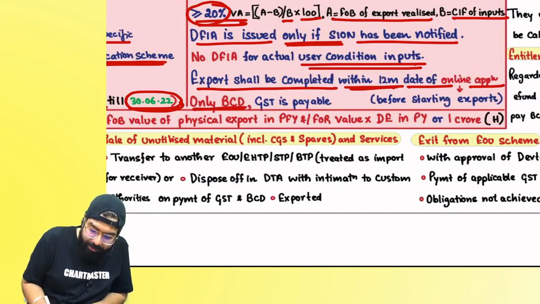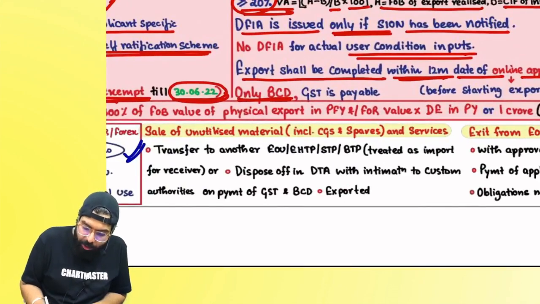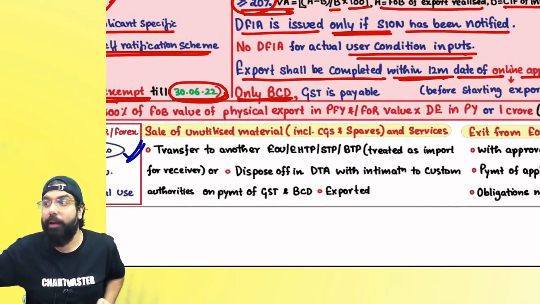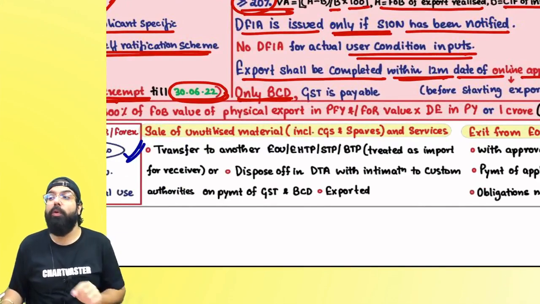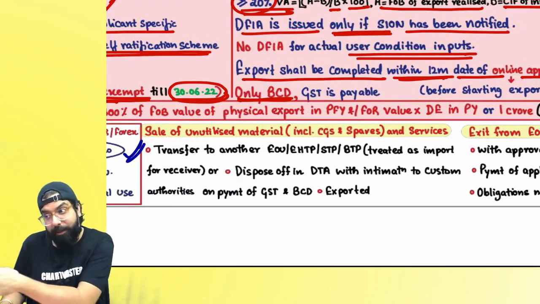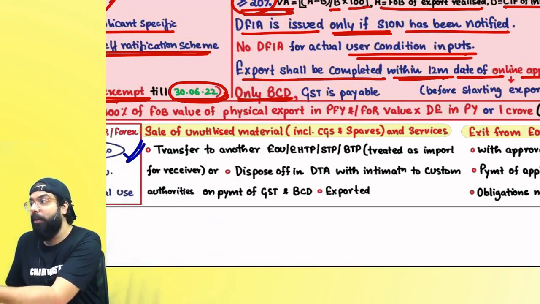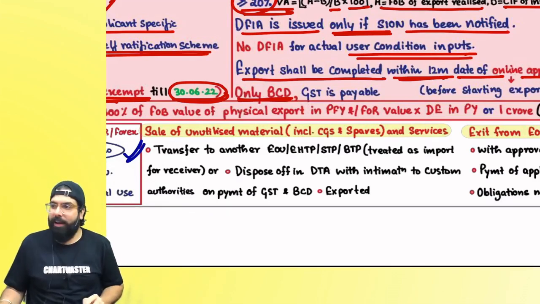Sir, only basic custom duty will be exempted over here. Here, all additional duty is also exempted. GST also exempted. But here, only basic custom duty you don't have to pay. Later, when you are importing the input based on DFIA, you don't have to pay. Sir, who will make sure that you have DFIA? Custom department. When you are importing, they will say, hey, show me the advance authorization. Show me the DFIA. Who will issue? DGFT. Are we clear, everyone?